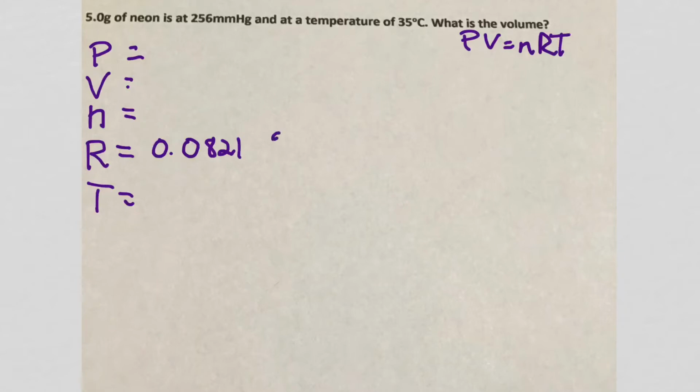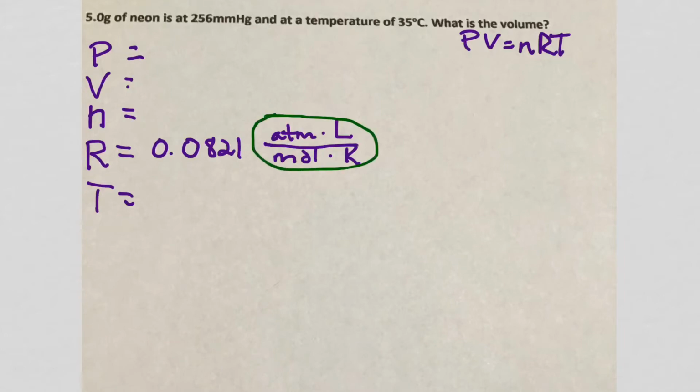This is if the pressure's in ATM, the volume's in liters, the N is in moles, and the T is in Kelvin. So that is actually the label for R right here. That's the label for R. Now, if I change to kPa, it's a different number. But as long as I stay in those units, I'm fine.